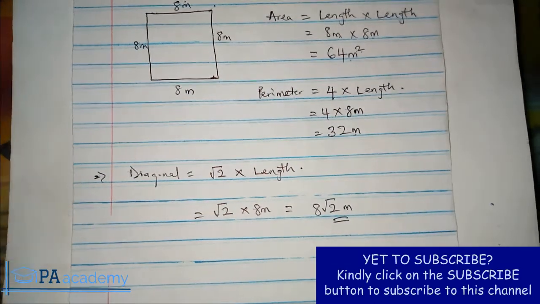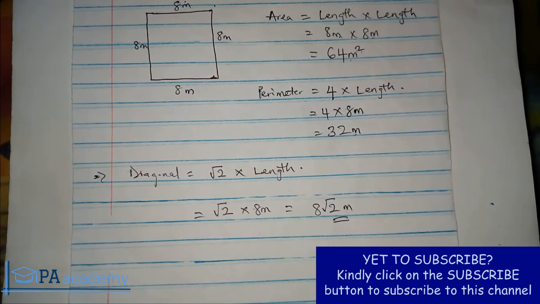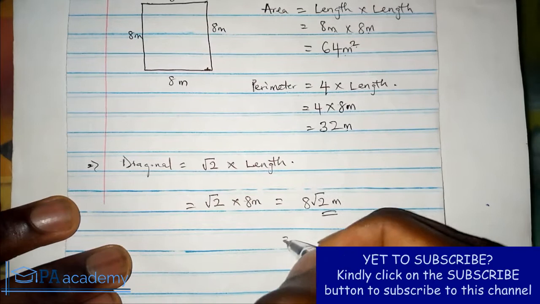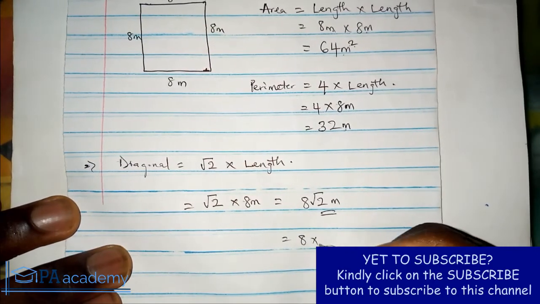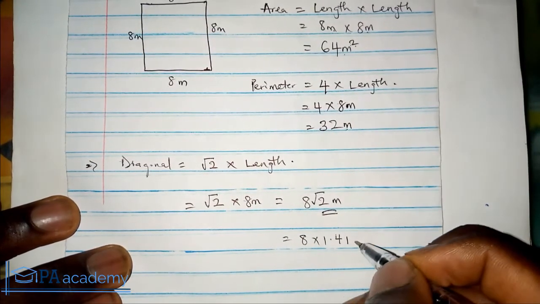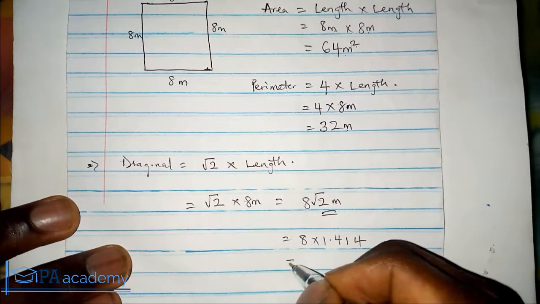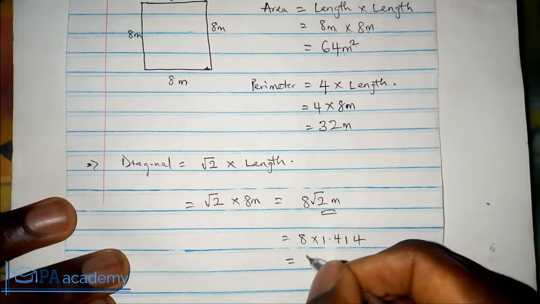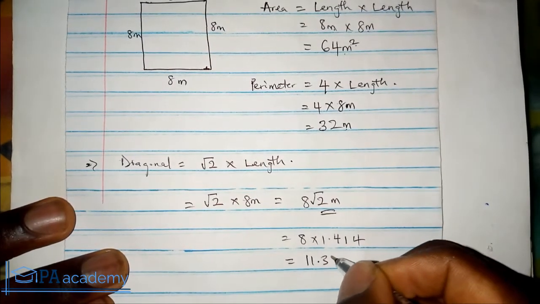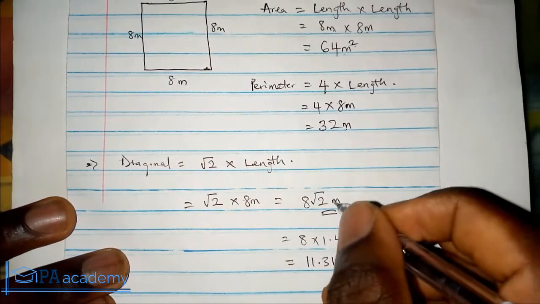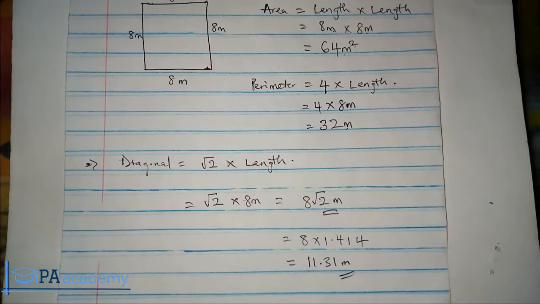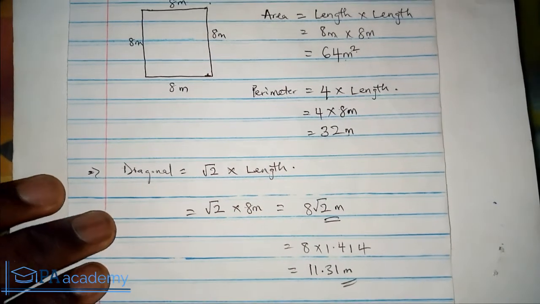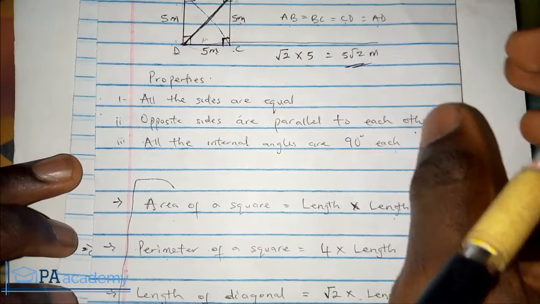So the square root of 2 is 1.414, so that will be 8 times 1.414. That will give us 11.31 meter. Either of the two, you are still correct. So this is how to apply the formulas that we've looked at when we talk about square.